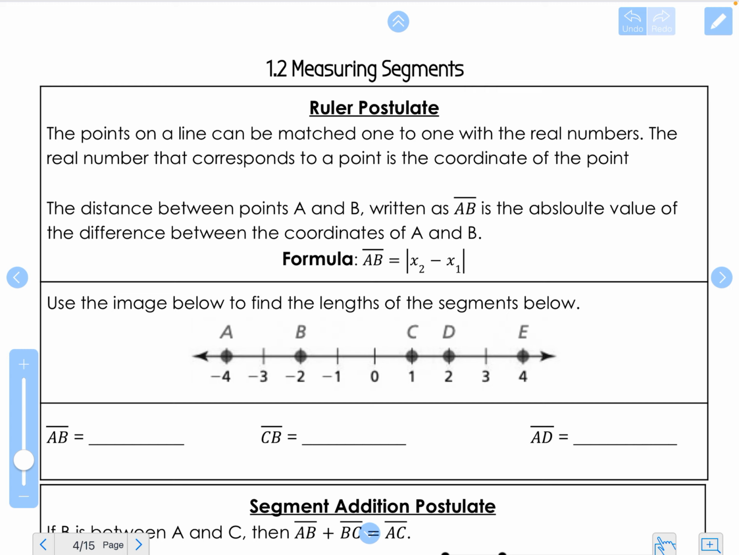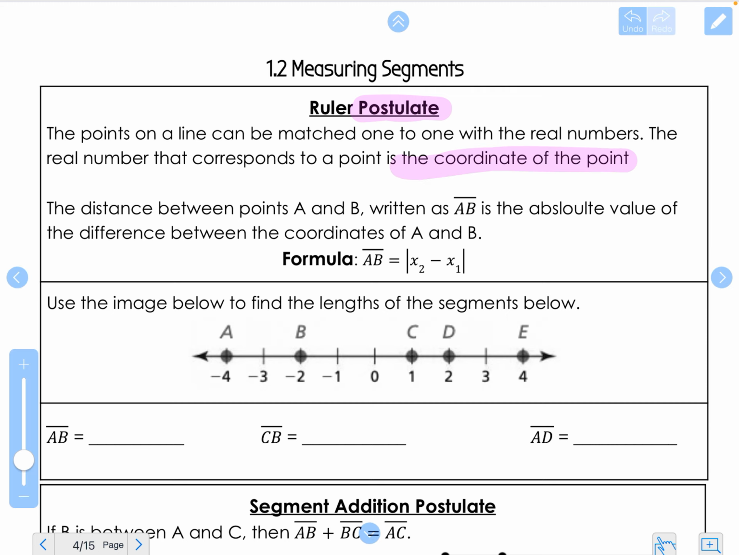So first, we're going to talk about the ruler postulate. Postulates and theorems are kind of our rules of geometry. They give us definitions, they tell us what things do, and they're what we use to think through and solve problems. So our ruler postulate just says that points on a line, especially a number line, match real numbers, and those real numbers correspond to coordinates of the point.